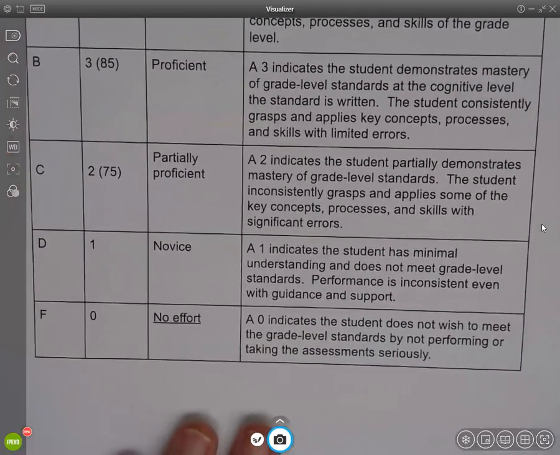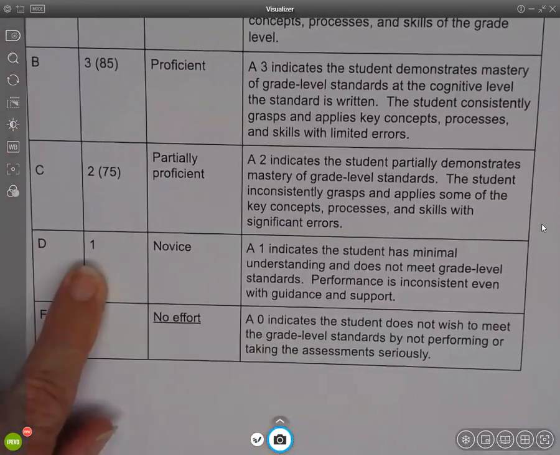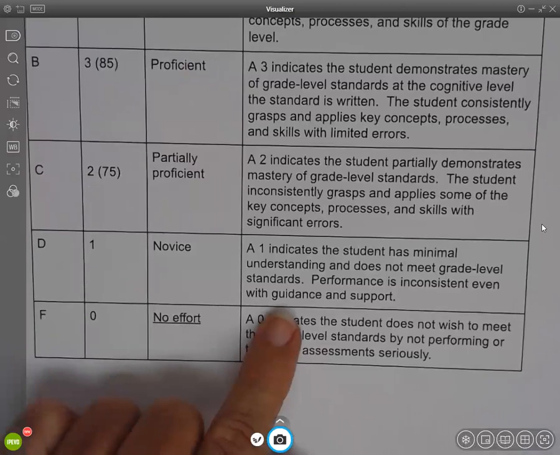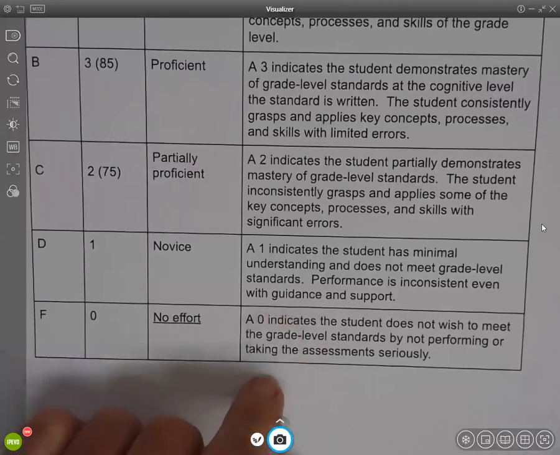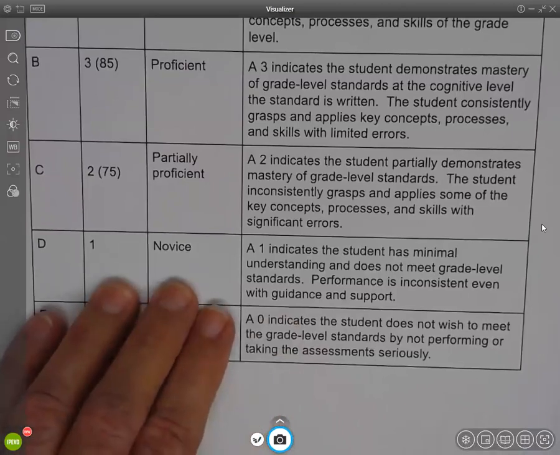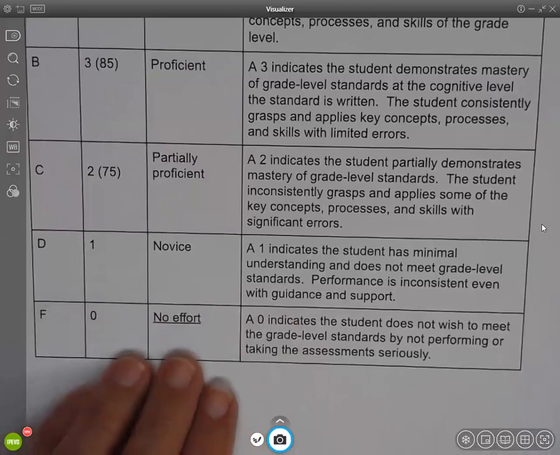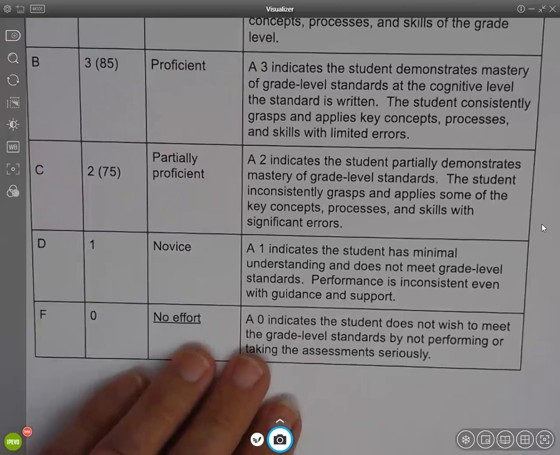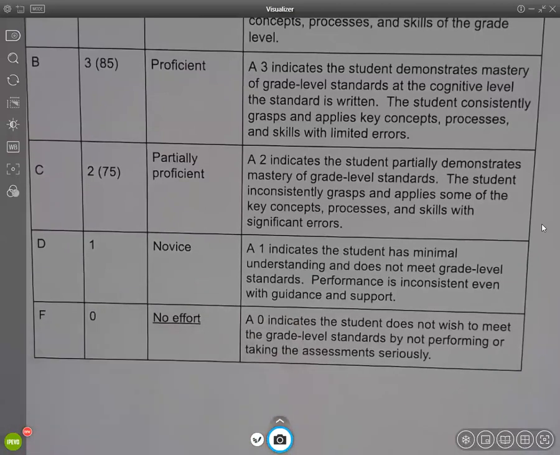A D is a 1 or 65% or 6.5 out of 10. This indicates that the student has minimal understanding and does not meet grade level standards. Performance is inconsistent even with guidance and support. And then an F, this means that you don't get any of the answers correct. An F is a 0, and that means that you took no effort. So a 0 indicates a student does not wish to meet the grade level standards, or by not performing or taking the assessment seriously.